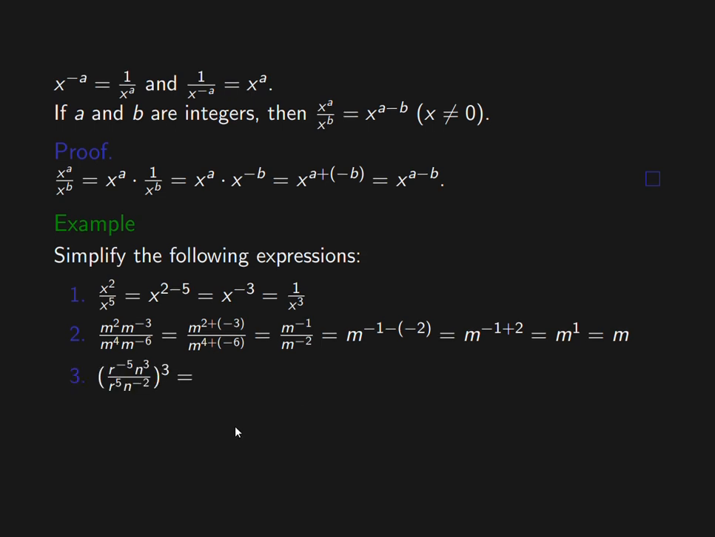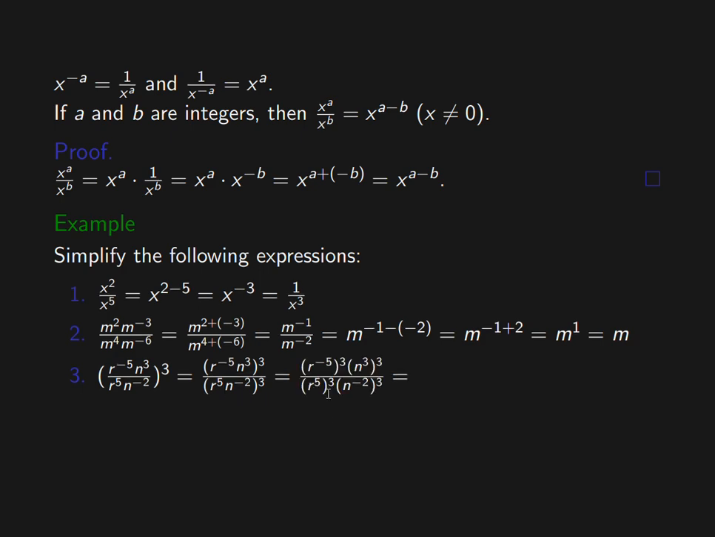And a third example, r to the power of minus 5 n cubed divided by r to the power of 5 n to the power of minus 2, all cubed. First, we apply the rule that x divided by y, to the power of a, is x to the power of a divided by y to the power of a. So this is equal to r to the power of minus 5 n cubed to the power of 3 divided by r to the power of 5 n to the power of minus 2 cubed. Now we can apply the rule that x y to the power of a is x to the power of a y to the power of a.